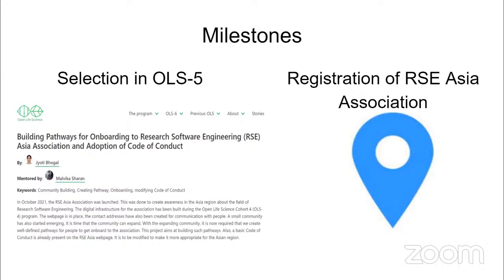The selection into OLS 5 itself was a big milestone for us, following which we started our discussions with our mentor around how to get our association registered. We wanted to register ourselves in India as an NGO. With the guidance from my mentor Malvika, I read several articles and found out about the different kinds of NGOs that function here in India. After a lot of careful reading, understanding, and discussions with my mentor, we finalized which type of NGO would be the best for us to register as.